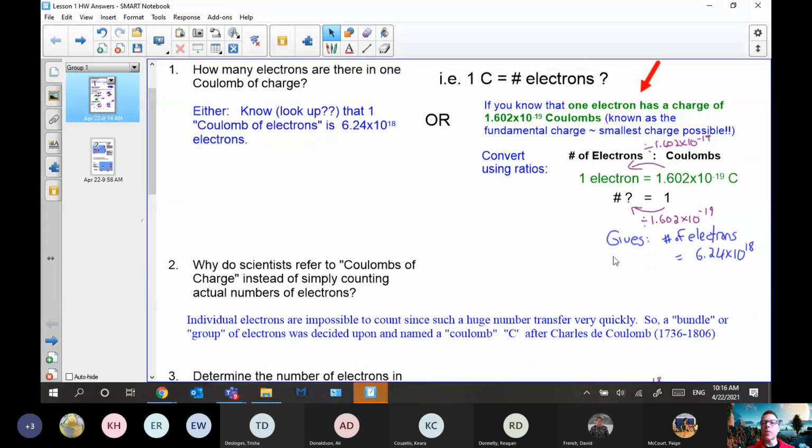So in which case, you just do the conversion where 1 electron equals 1.602 times 10 to the negative 19 coulombs. If you want 1 coulomb, how many electrons is that, right? In this ratio, you can see that you must be dividing by this 1.602 number to get a 1. 1.602 divided by 1.602 gives you 1, right? Going that direction, that same division gives you the answer of 6.24 times 10 to the 18.